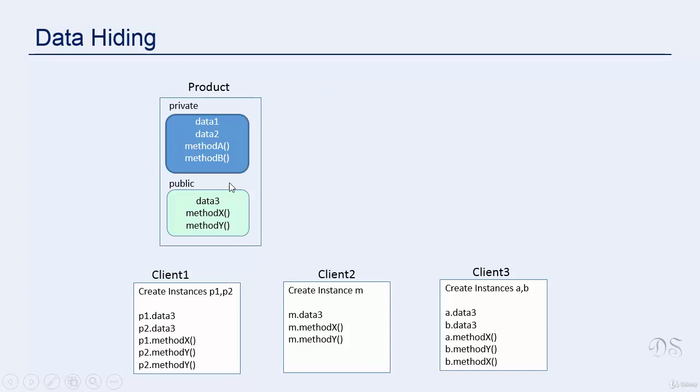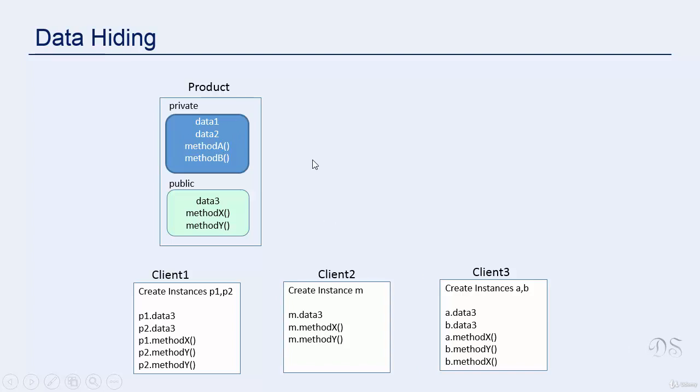These clients can access this variable data3 and can call these two methods, method x and method y, through the instances of the class. But they have no access to these variables and these methods. The creator of the class has chosen to hide them from the user because these things are used in internal working of the class. They are not required by the user.